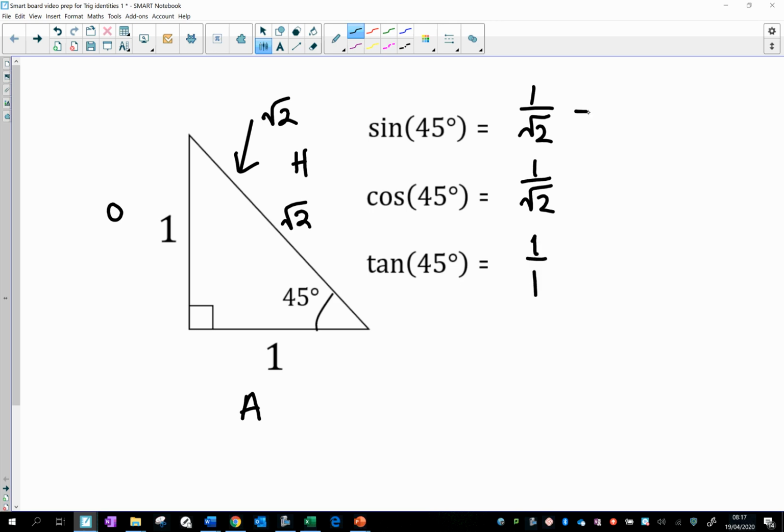If we simplify those, we can rationalize the denominator for sine and cosine of 45. If we multiply the top and the bottom by root 2, the top becomes root 2, and the bottom is root 2 times root 2, which is just 2. So these two are both root 2 over 2, and of course 1 over 1 is just 1.